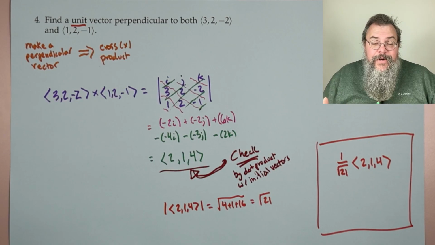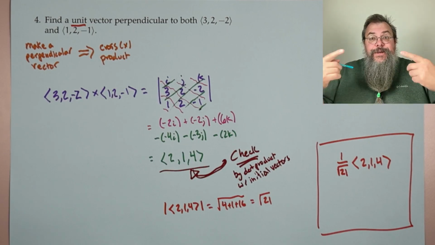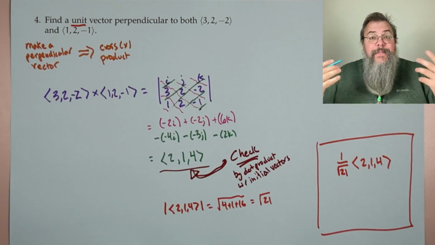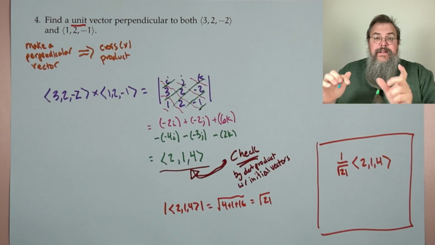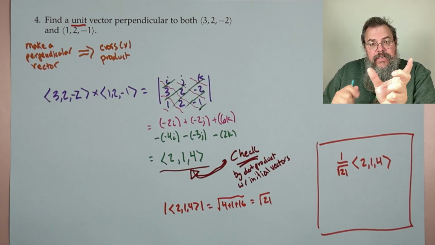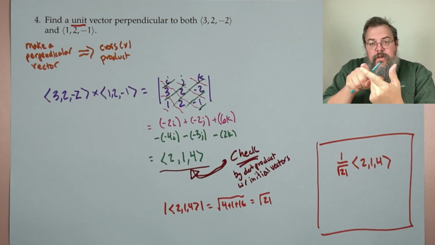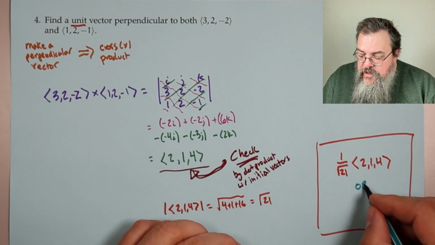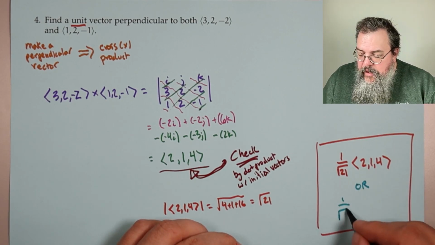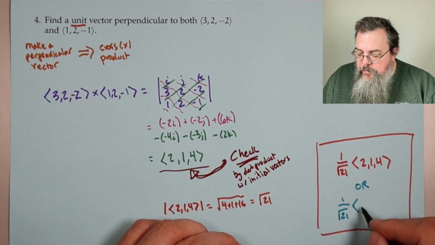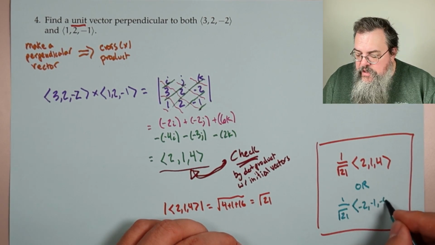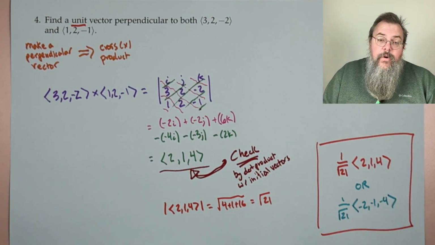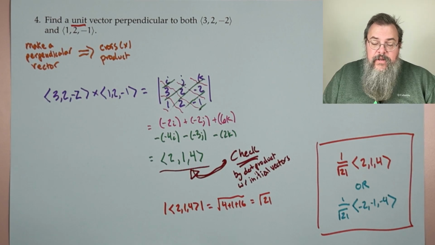Well, what can we do? The answer is multiply through by a minus. So essentially scaling by a negative is we're flipping the direction. So if it was going one way, now it's going the other way. So the other answer, and depending upon how people approach it, both are ways that you could get to it, would be 1 over root 21 times minus 2, minus 1, minus 4.